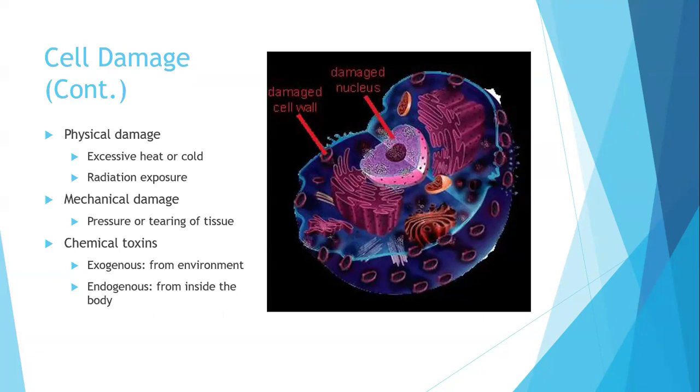Lots of things can cause cell damage. Physical damage, like excessive heat or cold, or exposure to radiation, including ultraviolet radiation from the sun. Mechanical damage, like pressure or tearing of tissue. Chemical toxins, either exogenous toxins from the environment or endogenous toxins from the inside of your body. So you can have cell damage from your own endogenous chemical toxins.